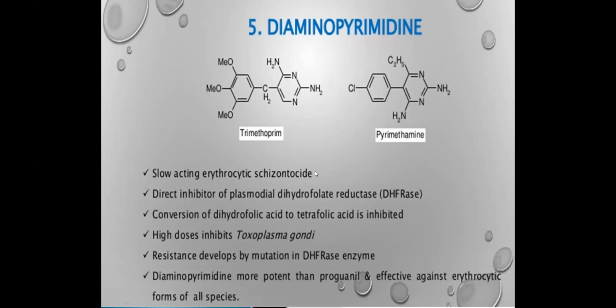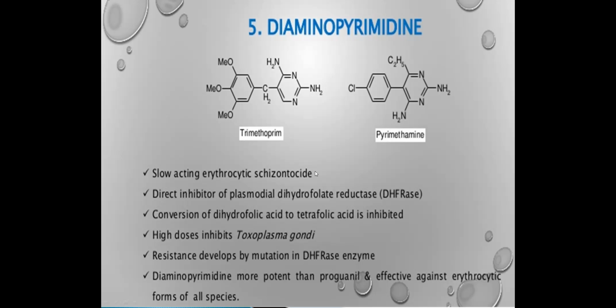diaminopyrimidine, also known as dihydrofolate reductase inhibitors, which are used for the treatment of malaria. They are slow acting erythrocytic schizonticides. So they act on the erythrocytic stage. They are the direct inhibitors of Plasmodium dihydrofolate reductase. So if the question comes, write a note on dihydrofolate reductase inhibitors, you have to write about all these compounds. Diamino examples: trimethoprim and pyrimethamine.